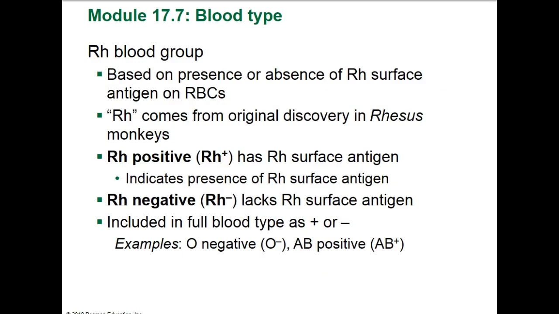Okay, the RH blood group is based on the presence or absence of the RH surface antigen. Now on your cards, in that third box when we did this on the Eldon cards, it had the letter D written on it instead of RH. Same thing. And RH actually stands for rhesus, rhesus monkeys, where we originally found it. If you're RH positive, that means you have the RH surface antigen. If you're RH negative, that means you don't have the RH surface antigen.